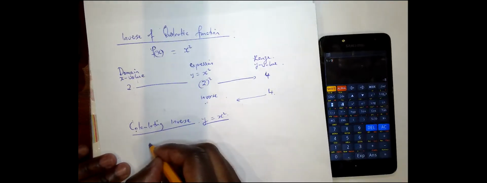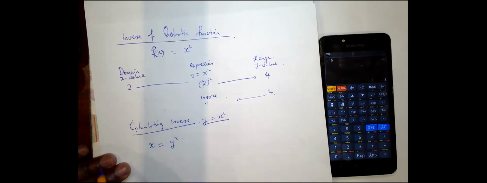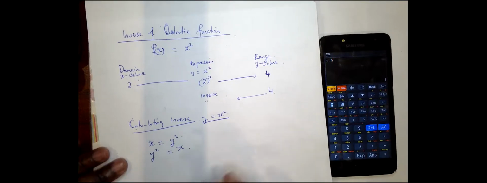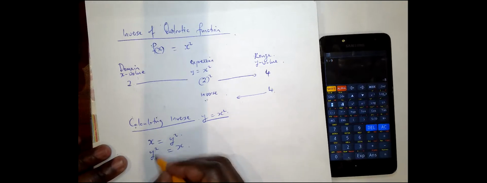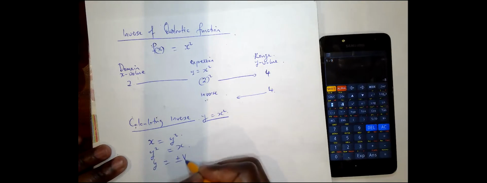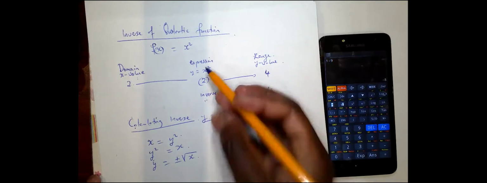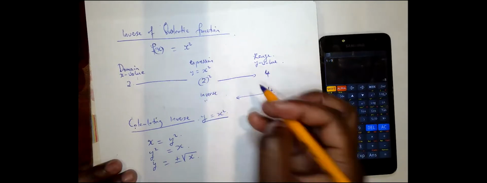Now we're going to interchange here. If we interchange, what do we get? We get x equals y squared. In other words, y squared equals x. Now how do you remove the power 2? We say y equals plus minus root of x. That's what we have here. So this is the inverse for the quadratic, which is a parabola.